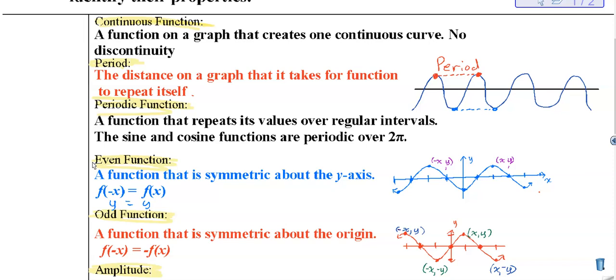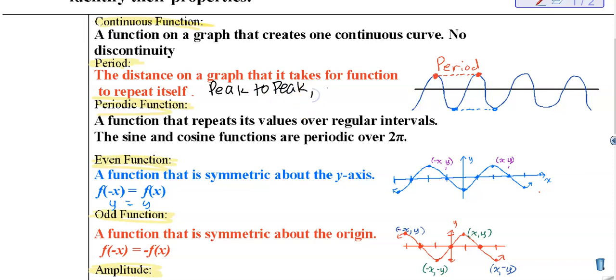Okay? A period. A period is the distance on a graph that it takes for a function to repeat itself. So you'll notice over here I've drawn a graph with a wave that's just continually up and down. So you can see a pattern that repeats and repeats and repeats. So the period is the distance on the graph it takes before the function repeats itself. I typically like to look at this from peak to peak. That's usually how I'll measure a period.